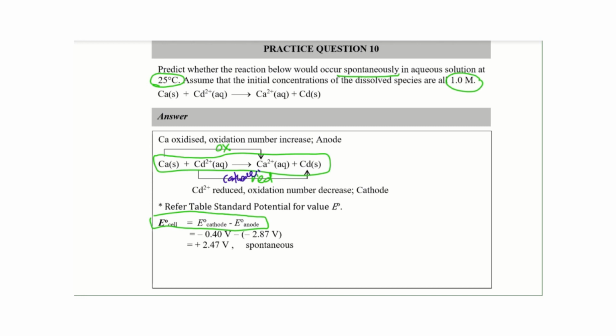Calcium to Ca2+ occurs at the anode. So the cathode is negative 0.40 volt. You have to use this value from the SRP table, standard reduction potential table. The anode is calcium. According to the SRP table, calcium E0 is negative 2.87. So we straightforwardly substitute in this formula. After that, you get a positive value, positive 2.47. That means the reaction is spontaneous.